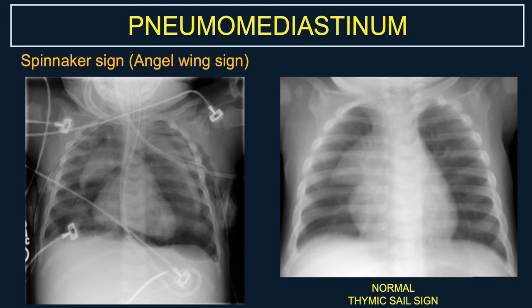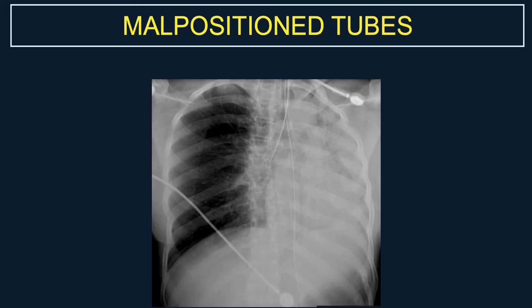The Spinnaker sign is a sign of pneumomediastinum seen on neonatal chest radiographs. It refers to the thymus being outlined by air, with each lobe displaced laterally and appearing like spinnaker sails. It is distinct from the sail sign appearance of a normal thymus.